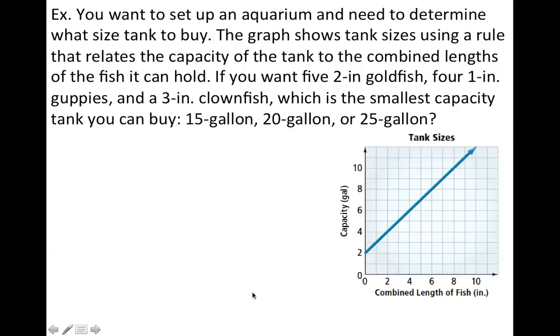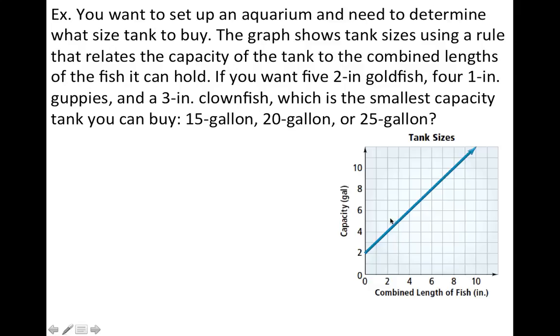The next example, you want to set up an aquarium and you need to determine what size tank to buy. The graph shows tank sizes using a rule that relates the capacity of the tank to the combined lengths of the fish it can hold. If you want 5 2-inch goldfish, 4 1-inch guppies, and a 3-inch clownfish, which is the smallest capacity tank that you can buy, 15, 20, or 25 gallon?